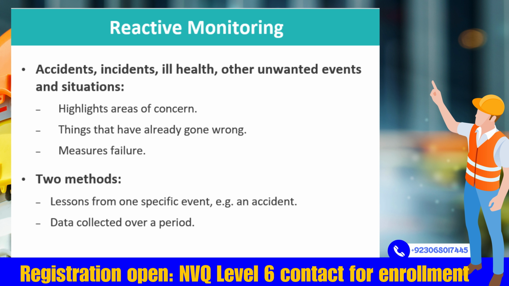Number 1 identifies gaps in safety systems, shows areas where controls might be failing or inadequate. Number 2 encourages continuous improvement, helps organizations constantly refine and improve safety protocols. And number 3 promotes accountability, ensures incidents are investigated with steps taken to prevent recurrence.